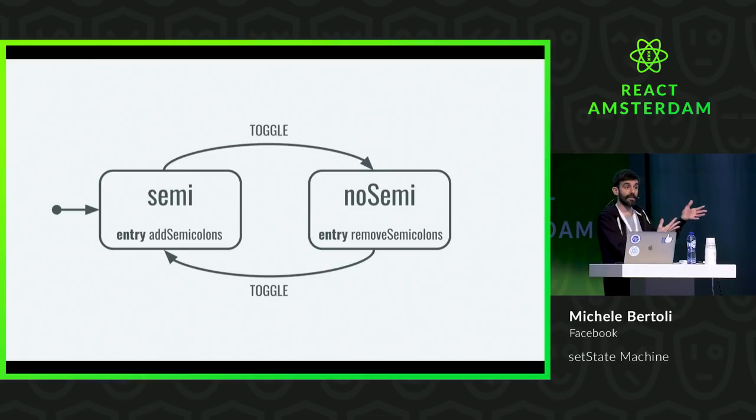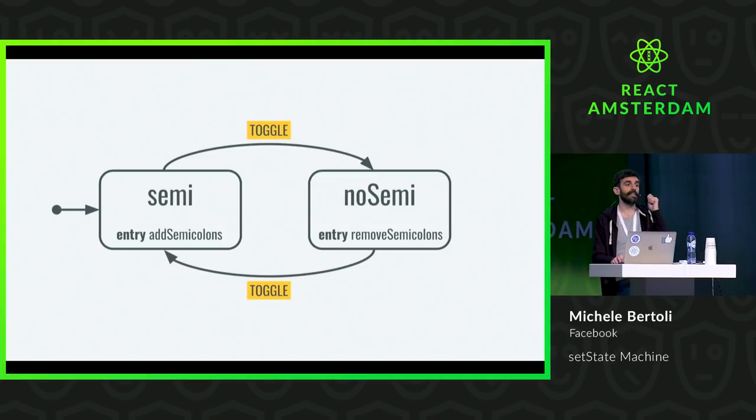So when we enter the semicolon state, the action is going to be add semicolons. And when we enter the no semicolon state, the action is going to be remove semicolons. So now it should be clearer to you what actions are. Basically labels that describe what should happen when the machine enters that state.